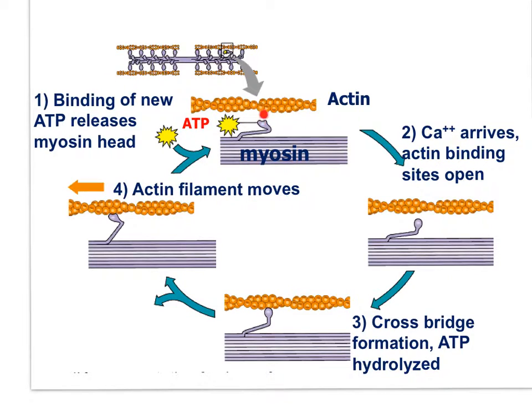The myosin head has bound ATP, but the actin binding sites are blocked by the tropomyosin. Calcium arrives from the sarcoplasmic reticulum upon nervous stimulation. The binding sites on the actin are now open. The myosin head binds to the actin. ATP is hydrolyzed. The myosin head undergoes a conformational shape change, pulling the actin toward the center of the sarcomere. The arrival of more ATP releases the myosin head from the actin. The myosin head is now ready to bind and pull again.